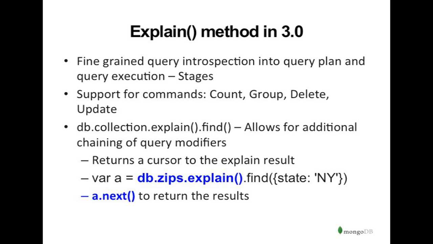Other improvements in 3.0 for the explain plan include fine-grained query introspection. Now the various stages are shown. For example, the sort stage is shown as a separate section. Additional commands are supported in 3.0, like count, group, delete, and update. These commands can be explained now. And there is also a db.collection.explain method, and then you chain the find or other query modifiers at the end. The advantage of this is it returns a cursor to the explain result. Now you can use the .next method to return the results, as shown in the example.